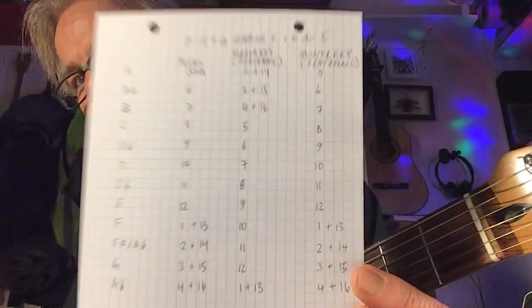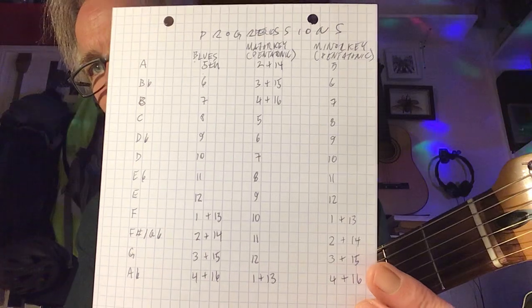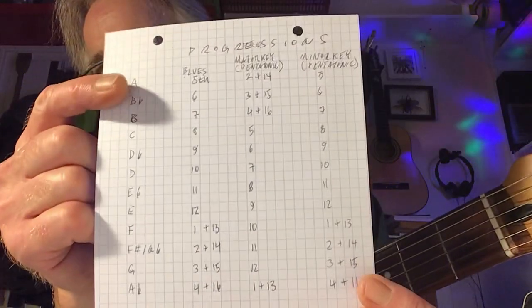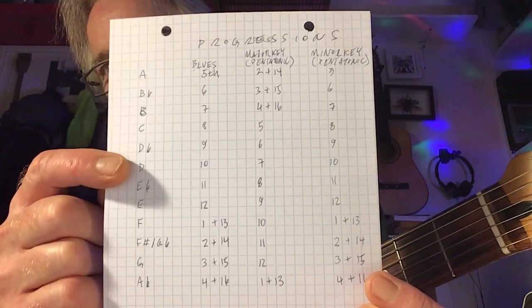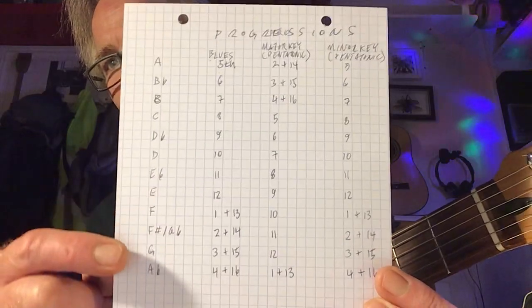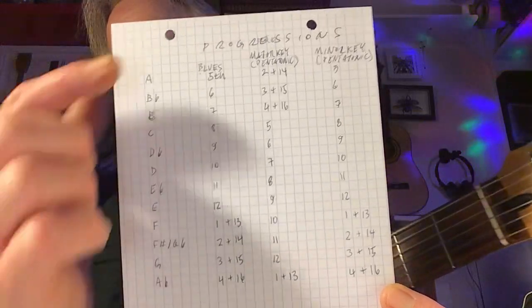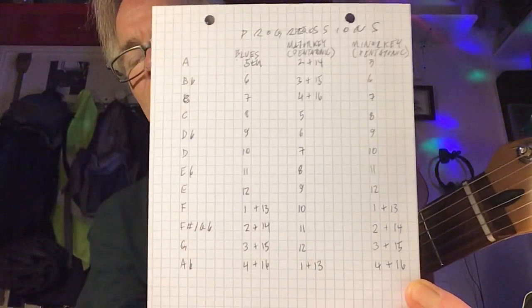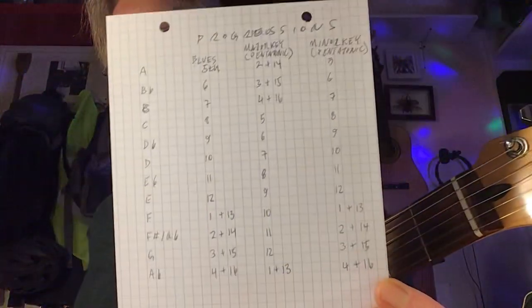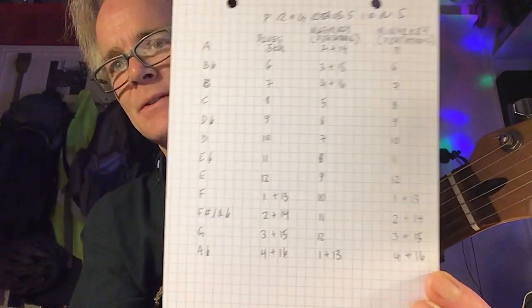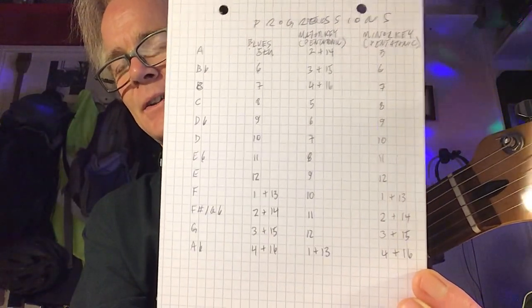Let's get to jamming, okay? So this is what we're going to do. This is a chart of the progressions. You say here A, B flat, B, C, D flat, D, E flat, E, F, F sharp, G flat, G, and A flat. Now this is relative to piano, keyboard. So all the flats are the black keys because this is how it goes.